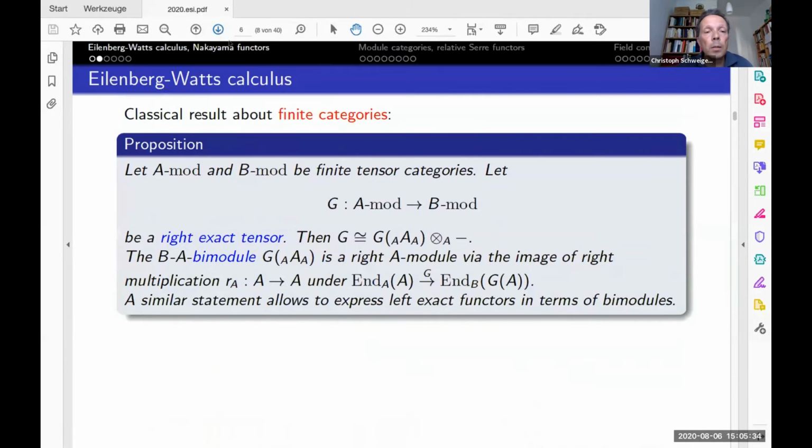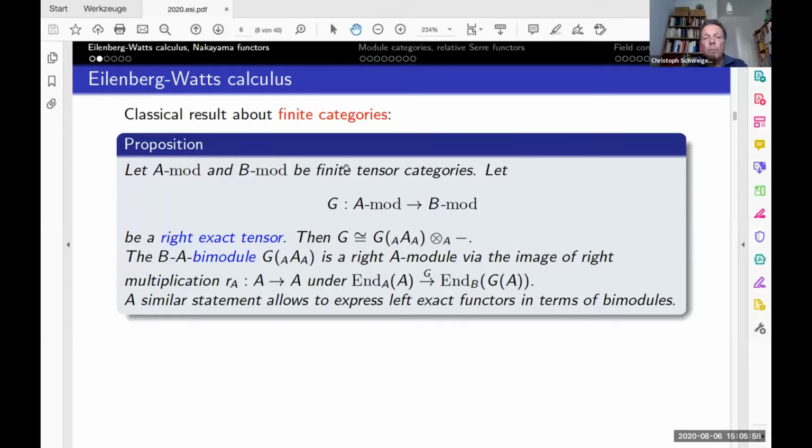Okay, so now there's a classical fact of algebra which dates back to the 1960s, and it's the following thing. Suppose we have two of these categories, A-mod and B-mod, and we want to describe functors. Well, in this situation, you shouldn't look at all functors, but at right exact functors.